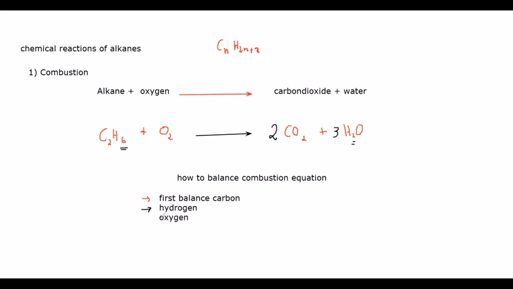Now the third, we balance oxygen. To balance oxygen, how many oxygen on the right hand side total? 2 multiplied by 2 is 4, and this 3 is also there, so that makes 7. Now how many oxygen do I need here? I need 7. How can I have 7 oxygen here?